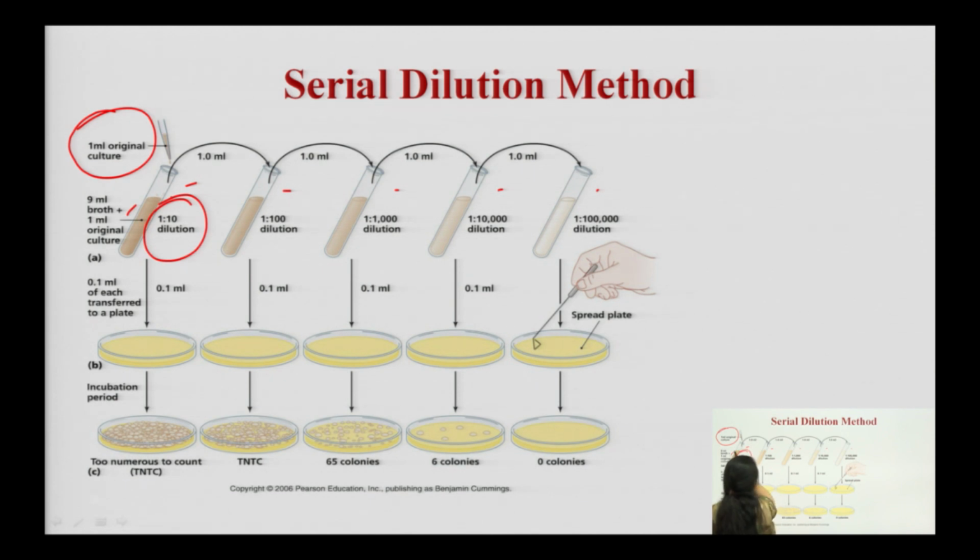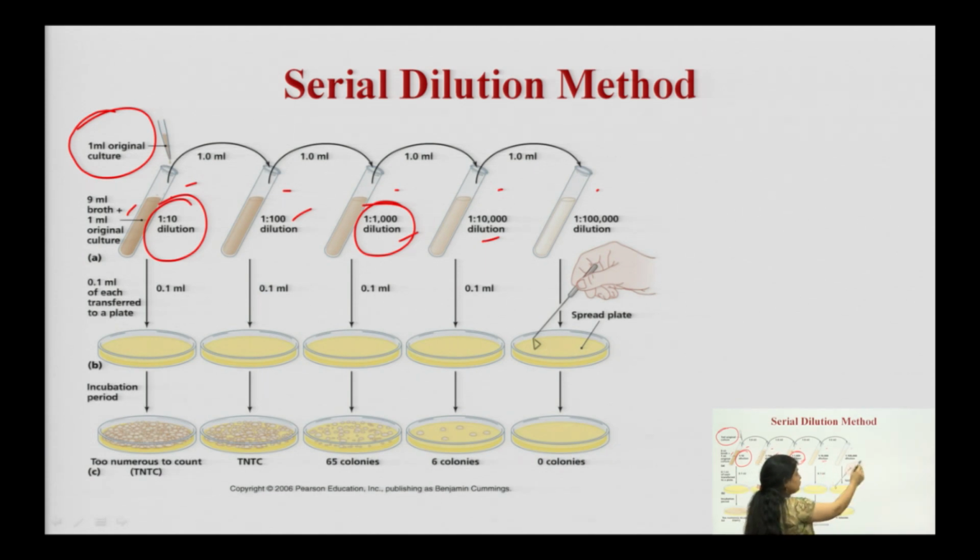Moving forward, we will shake the whole test tube containing 1 ml mixed culture and 9 ml growth media. Then we will transfer 1 ml to the next test tube, and we will get a 1:100 dilution. After that we will again shake it, take 1 ml from the previous test tube and add it to the next test tube, and we will get a 1:1000 dilution, meaning we have diluted our original sample 1000 times. In this case we have diluted our sample 10,000 times.